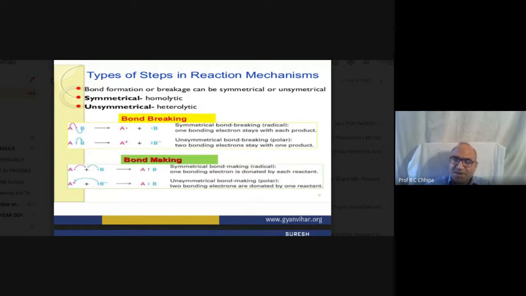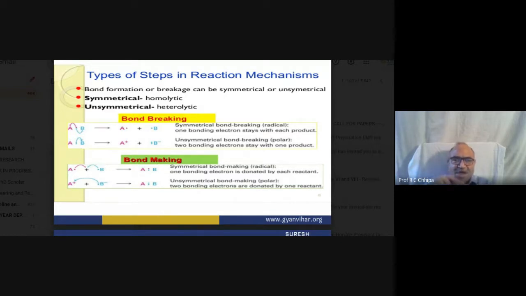So whatever the reaction may be, it may use free radicals. In most of the alkanes, free radical reactions occur, for example, methane reacts with chlorine to form methyl chloride. So that is what we have now, and then further the bond is formed.